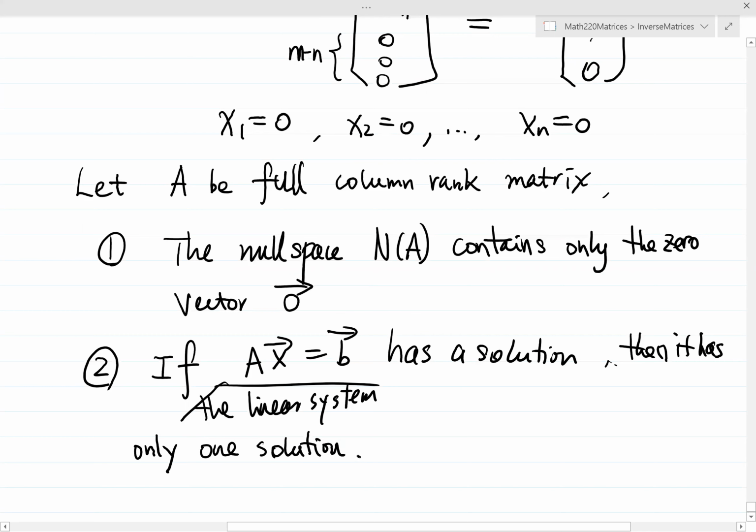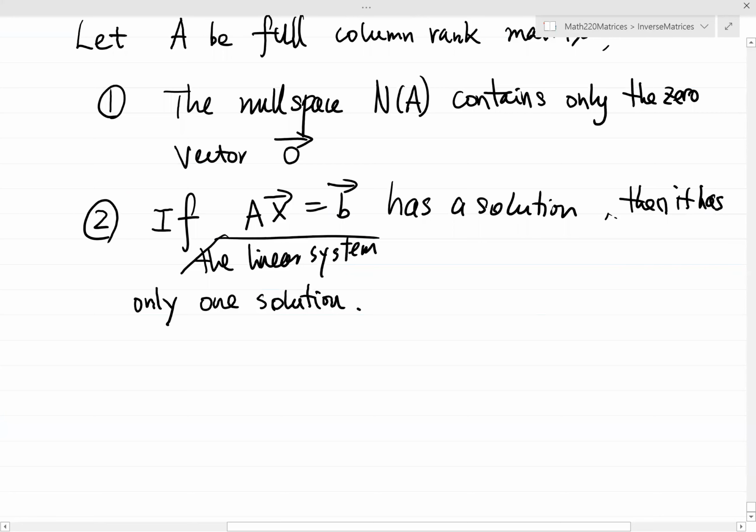Okay, it's possible that it has no solution. Now, this does not answer the question whether it has a solution or not. To do that, you actually need to use elimination and see if there's a contradiction or not. So this is a matrix with full column rank.